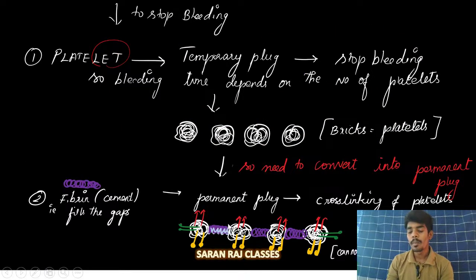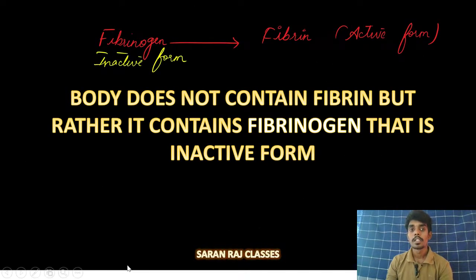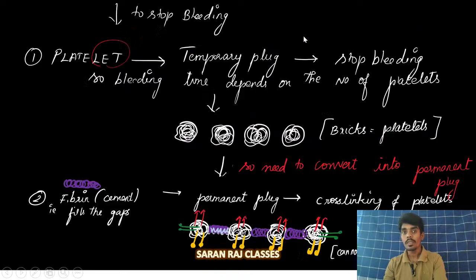This fibrin molecule we do not have in our blood. The body does not contain fibrin, but rather it contains fibrinogens, which are in the inactive form. These fibrinogens normally flow in the blood vessels in inactive form. In order to convert this inactive form into the fibrin molecules, the active molecule, it forms a mesh with the platelets and forms the permanent plug, which does not rupture easily. So the first step is that we want to convert fibrinogen into fibrin. So it further stops the bleeding.